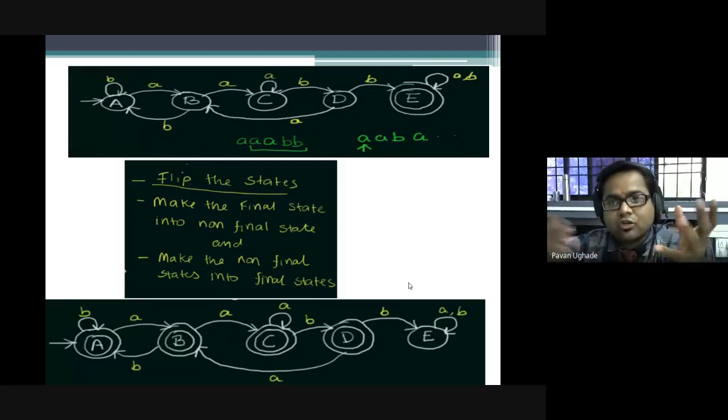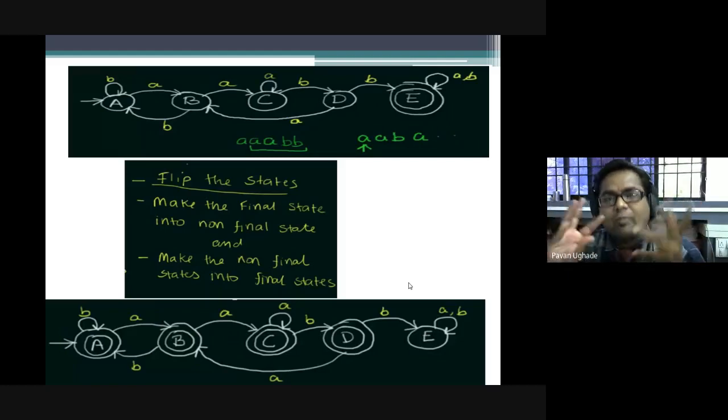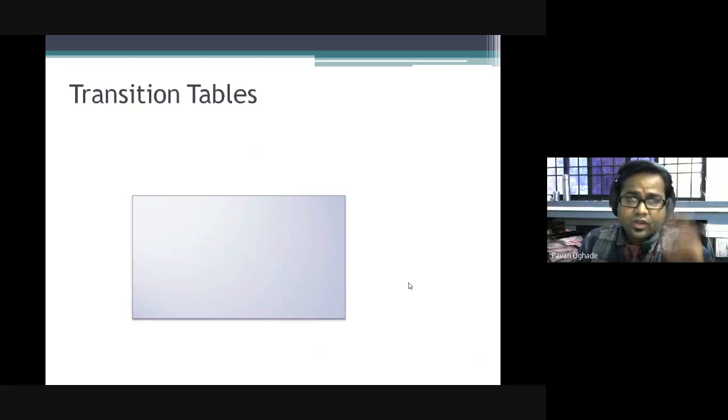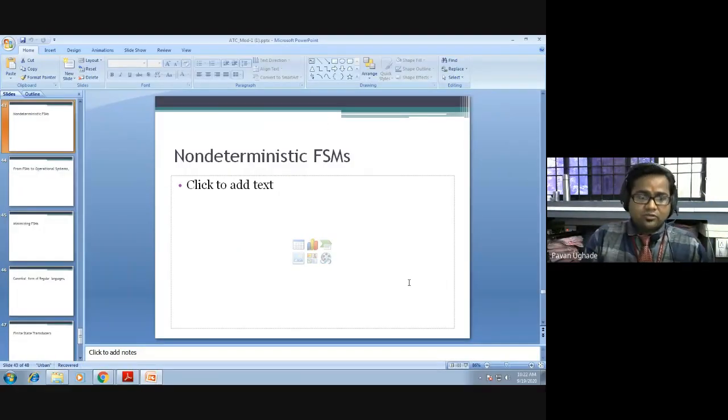You know the complement NOT gate, right? If it is zero it becomes one, and if it is one it becomes zero. So that is the NOT gate complement. In the same fashion, we make the complement of an automata by simply changing the final states to non-final and non-final to final. That's it. Okay. So in this class, we will be talking about non-deterministic finite automata.